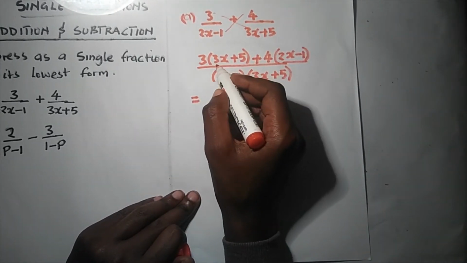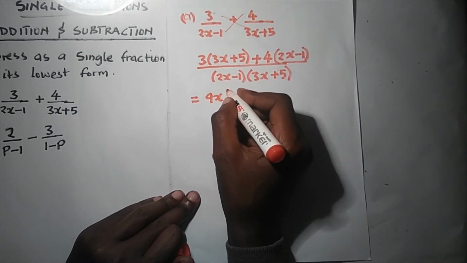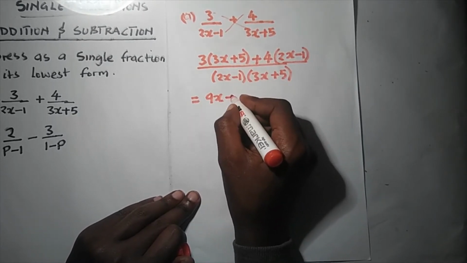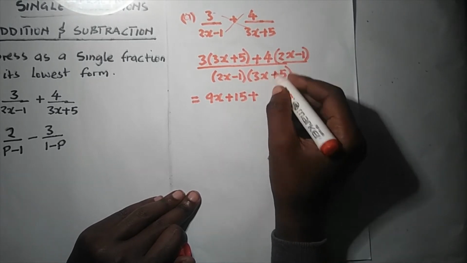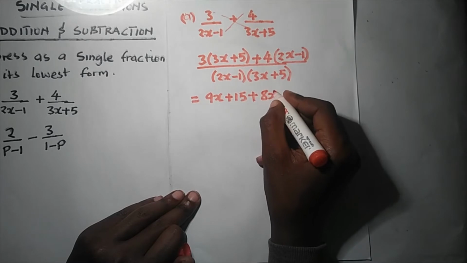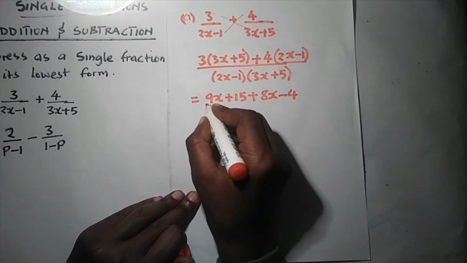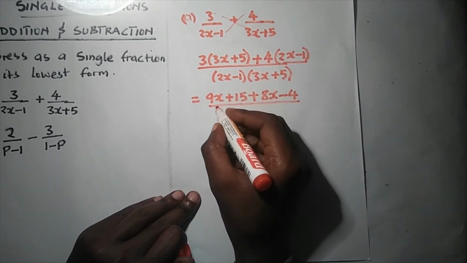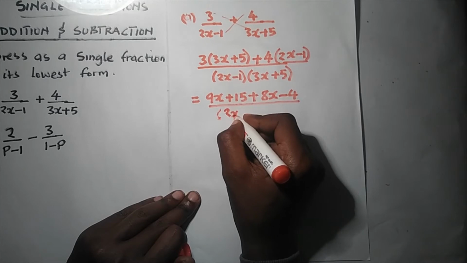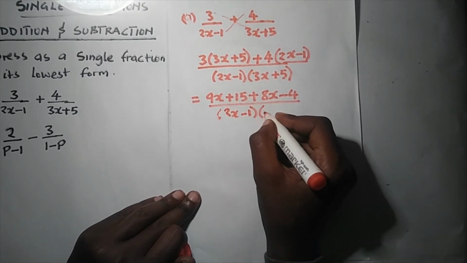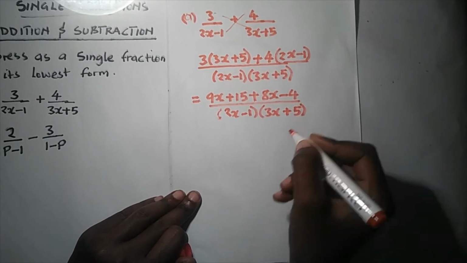We expand the brackets. 3 times 3x will give us 9x. 3 times 5 will give us 15. 4 times 2x will give us 8x. 4 times negative 1 will give us negative 4. And then the denominator will just be the one that we have. So we are going to have 2x minus 1, 3x plus 5.